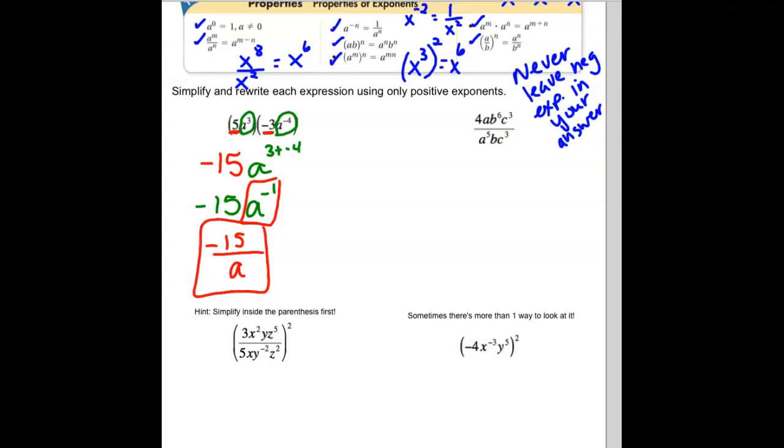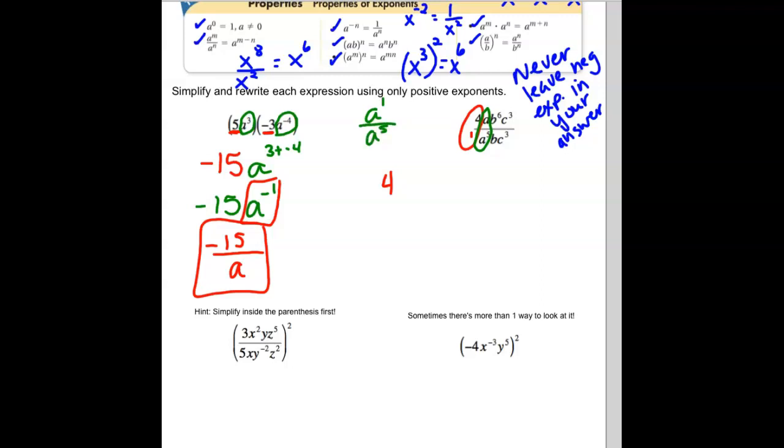All right, our second example, we have a quotient. We have pieces on the top and we're dividing them by similar pieces. Our front numbers, those coefficients, there's no shortcut. It says take 4 divided by 1, we're going to get a 4. For the a pieces, we have a to the 1st, and we're dividing by a to the 5th.